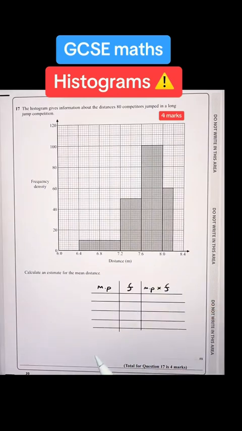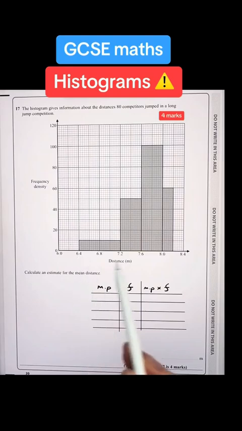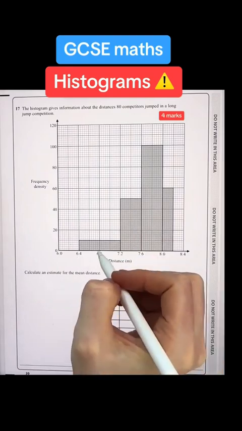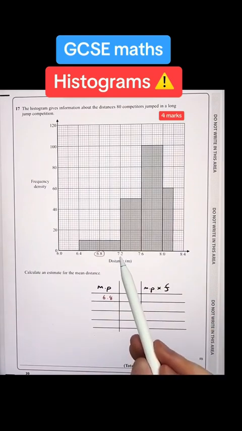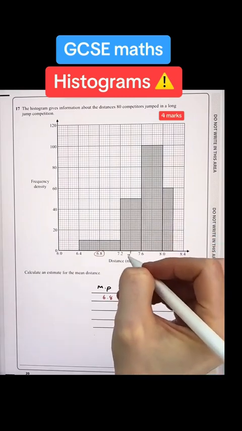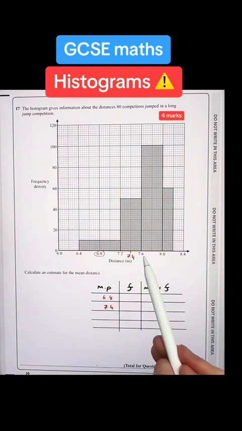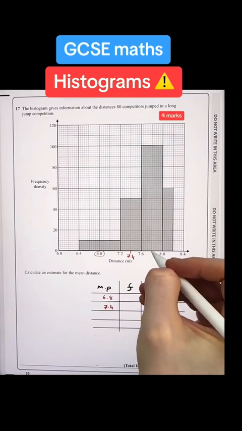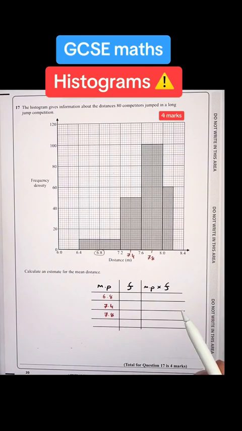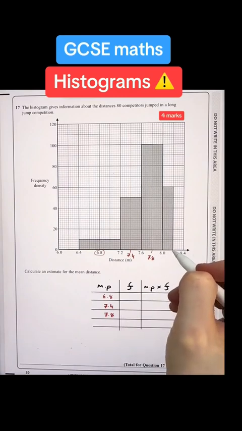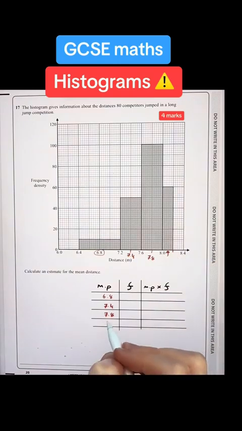To find the midpoint, as the name suggests, we just go in the middle of each bar. Look at my first bar here, in the middle of 6.4 and 7.2, clearly the midpoint is 6.8. Looking at our next bar, the midpoint between 7.2 and 7.6 will be 7.4. Looking at our next bar, the midpoint between 7.6 and 8 will be 7.8. Be careful when finding the midpoint of our last bar, because this is 8, and here will be 8.2. So the midpoint will be in the middle of 8 and 8.2, which is 8.1.